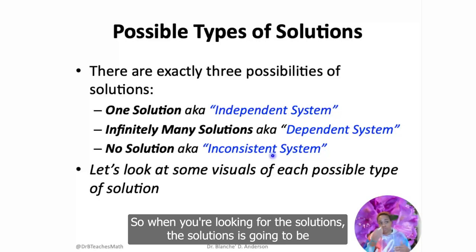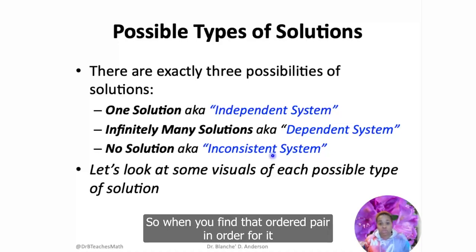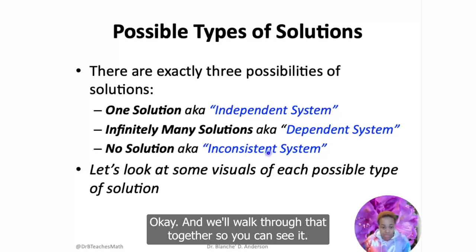When you're looking for the solutions, it's going to be an ordered pair because this is a linear equation in two variables. When you find that ordered pair, in order for it to be a solution, it has to make every equation in the system true. And we'll walk through that together so you can see it.